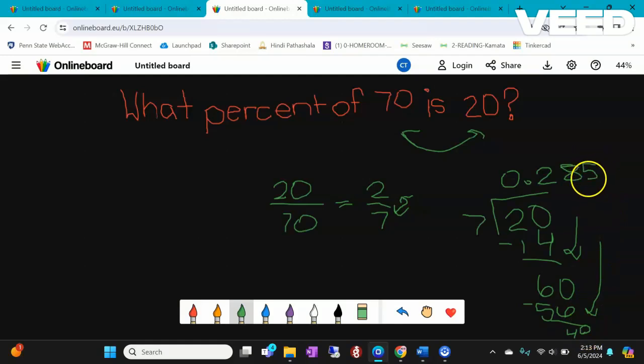5. And it's going to be 50, which is going to be equal to, again, it's going to keep going on. So we just have to move the decimal over 2 times. And our answer is going to be approximately 28.5.